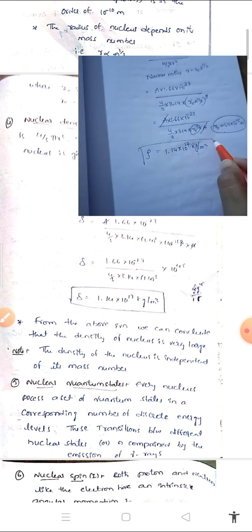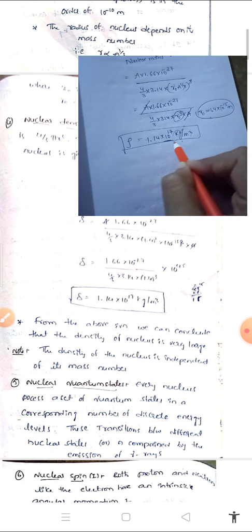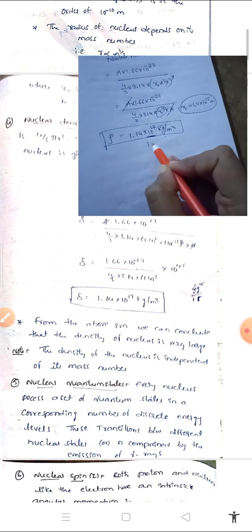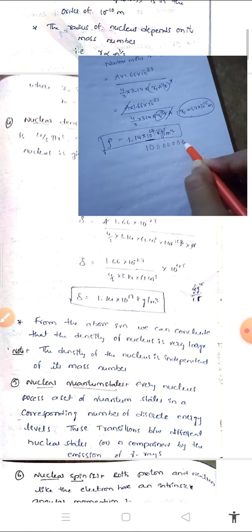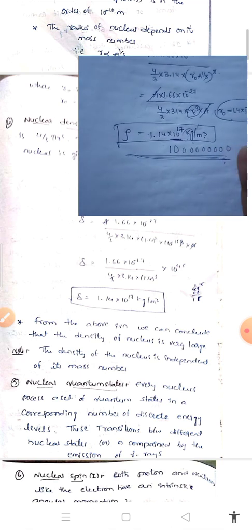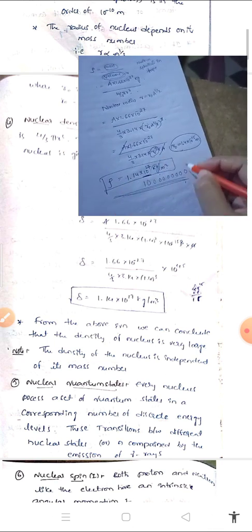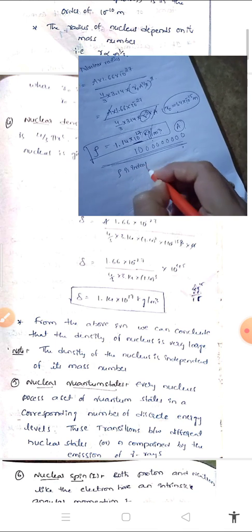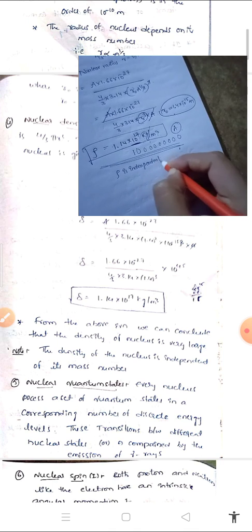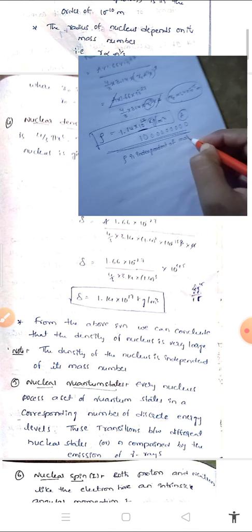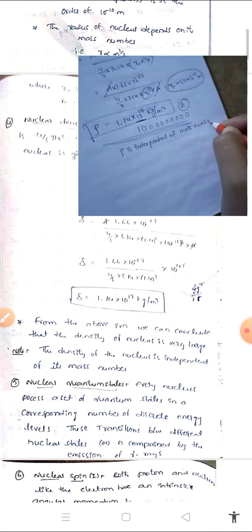So by this equation we can conclude that it is 10 to the power of 17, which means after 1 we have to put 17 zeros. That is how large the density of the nucleus is, right? We can conclude that the density of the nucleus is very large. And the density of the nucleus is independent of the mass number. Is this density dependent on mass? No, density is independent of mass. Density is independent of mass number.